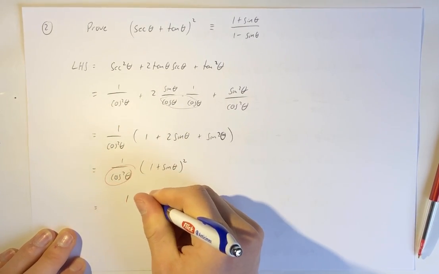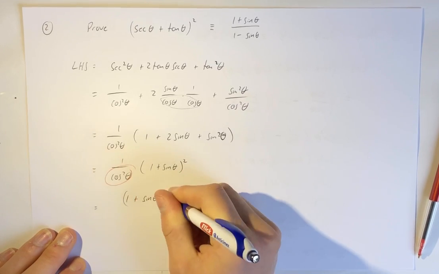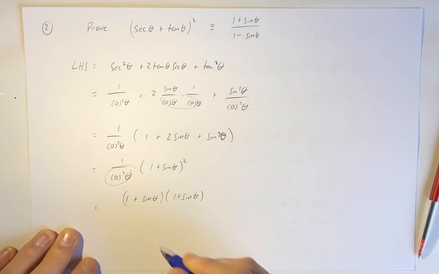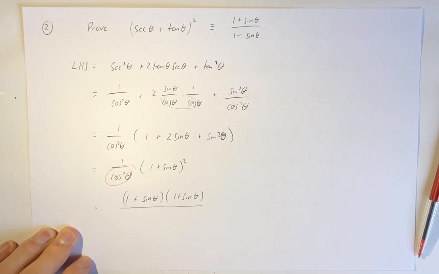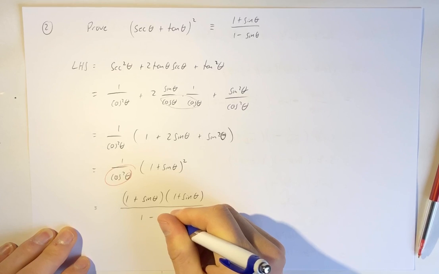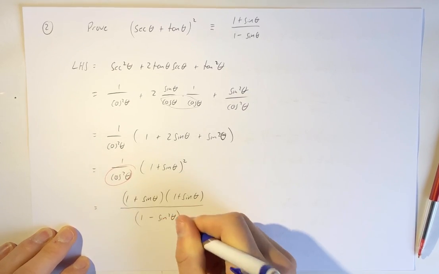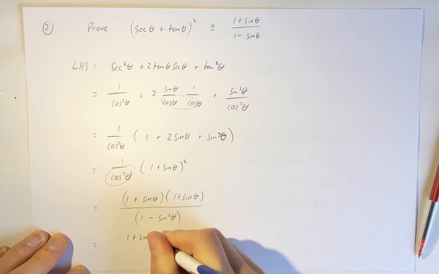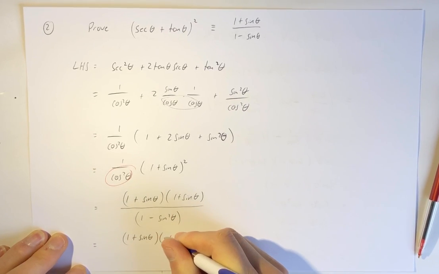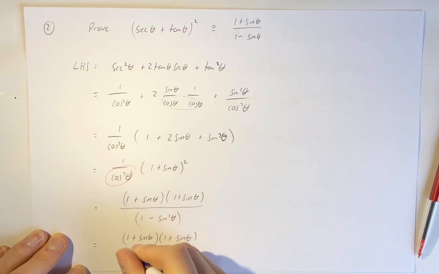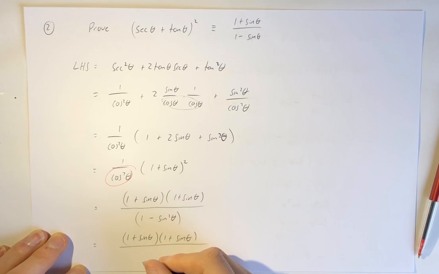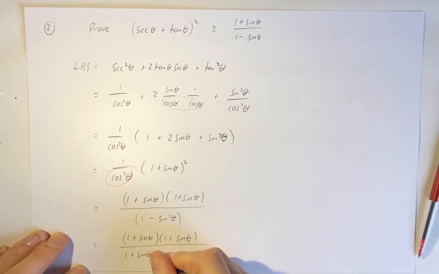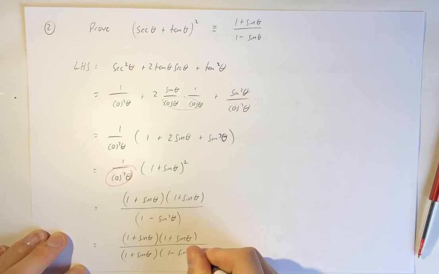So on the top I'm going to get 1 plus sine theta squared, so it's 1 plus sine theta times 1 plus sine theta. But on the bottom, well, cosine squared is 1 minus sine squared theta, isn't it? From identities. And so what's on the bottom is actually 1 plus sine theta on top, 1 plus sine theta on top. But on the bottom I've got difference of two squares again. So I've actually got 1 plus sine theta, 1 minus sine theta.